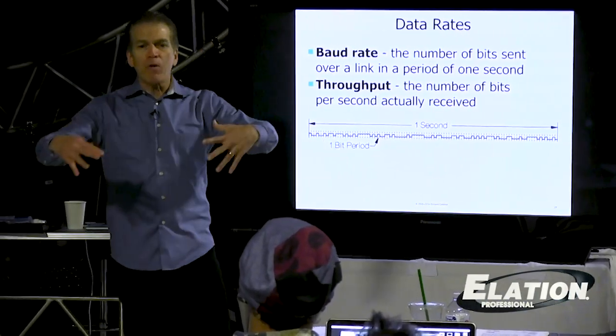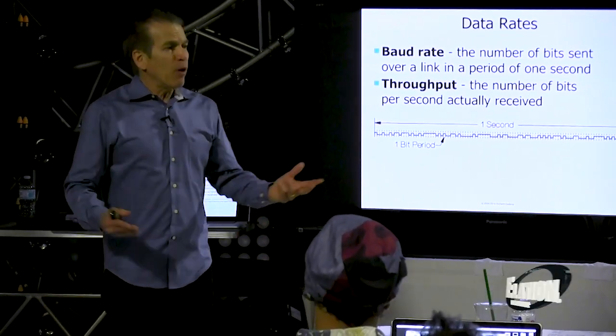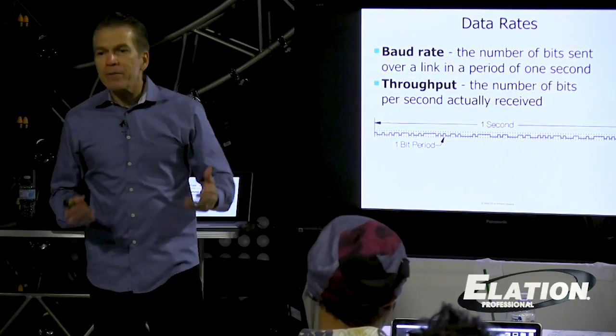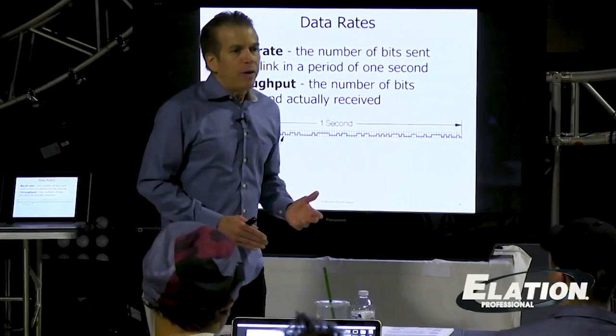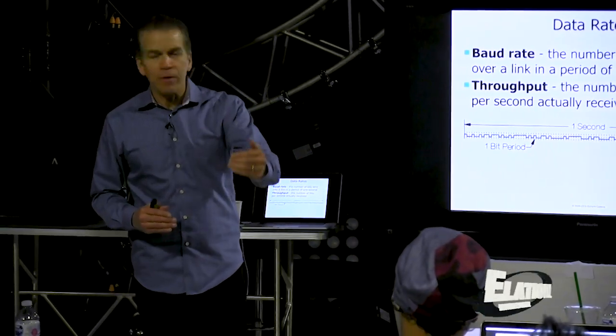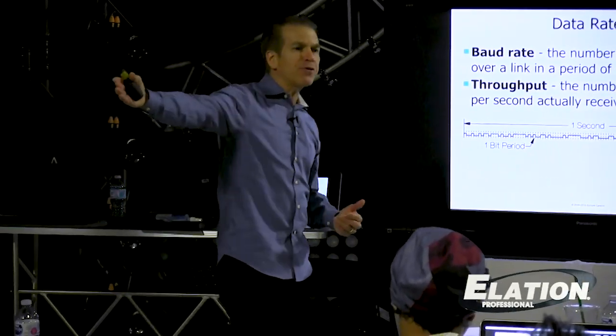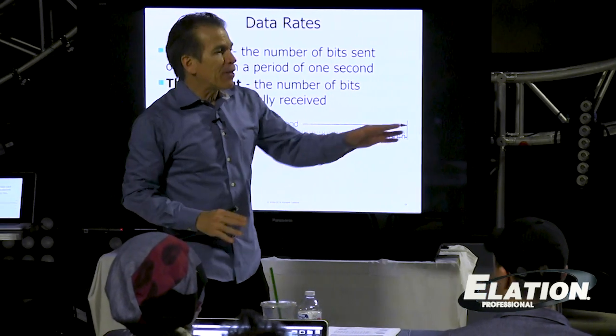Now, when you build a network, like we just did, what you learned or found out, or maybe you already knew, is that sometimes the network can slow things down. So there might be a difference between the baud rate, the rate at which data is coming out of a console, and the throughput, which is the amount of data that actually gets through the network. The throughput is what we're concerned with because that's what's actually getting to the devices. And the throughput depends on the network.